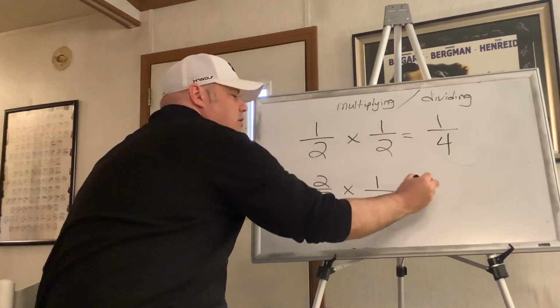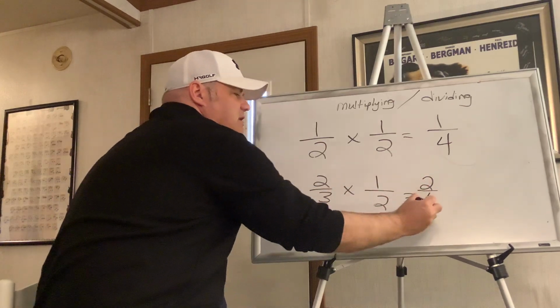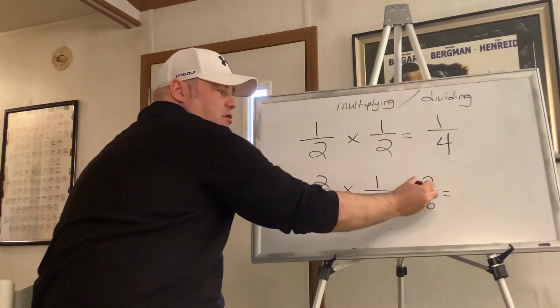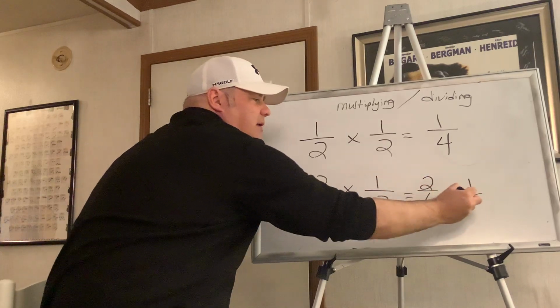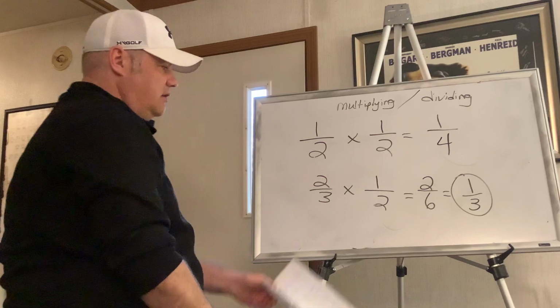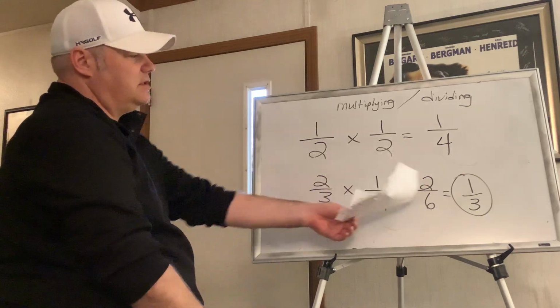Multiply the tops, 2. Multiply the bottoms, 6. Reduce that down. 2 divided by 2 is 1. 6 divided by 2 is 3. And it reduces down to 1/3. Half of a 2/3 is a third.